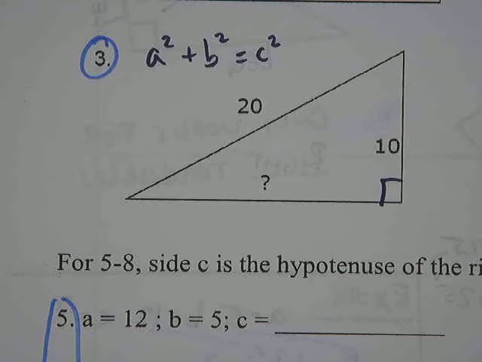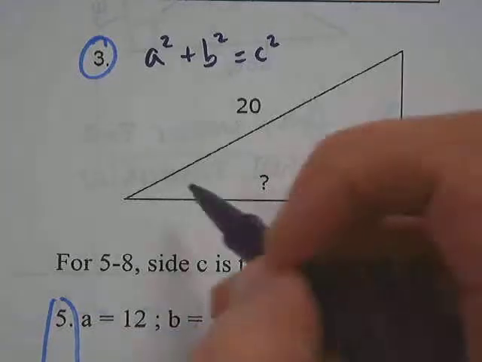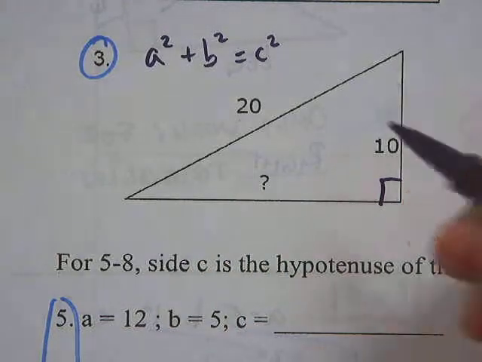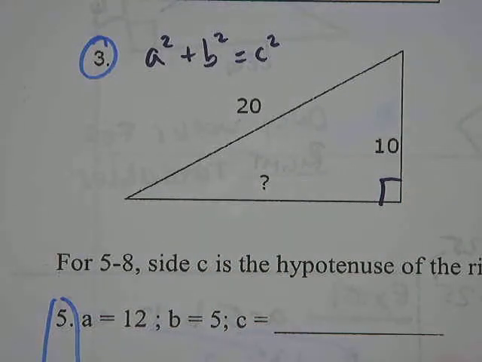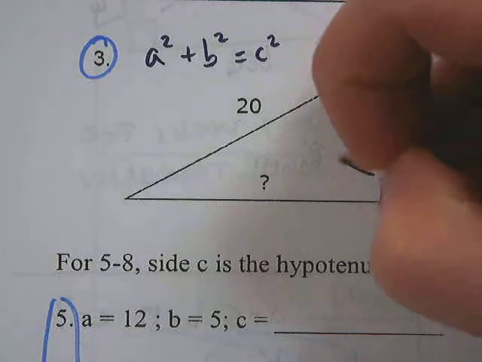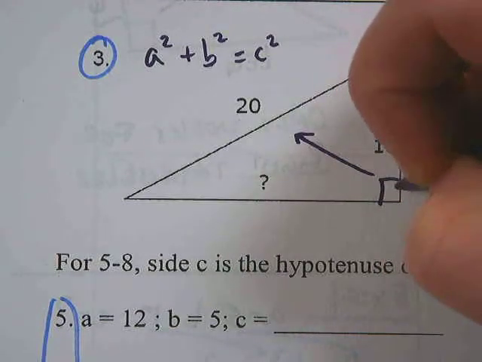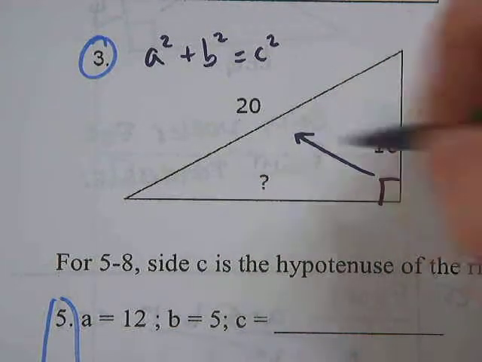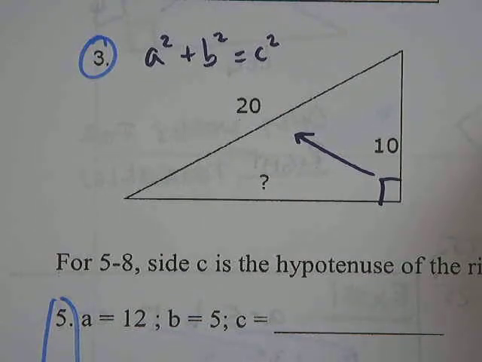There's a couple easy ways to tell. One is that it's the longest side. This side is clearly our longest side. Also, you can tell because it's the side that's across from the right angle. So here's our right angle in the corner. The side across from that is your hypotenuse. So this 20 is going to be C.